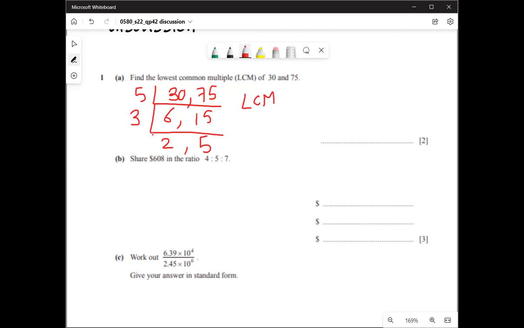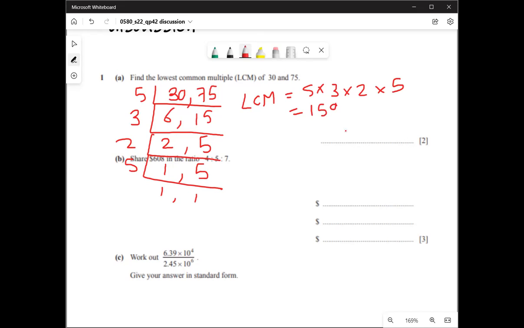LCM is equal to 5 into 3 into 2 into 5. The answer is 150.